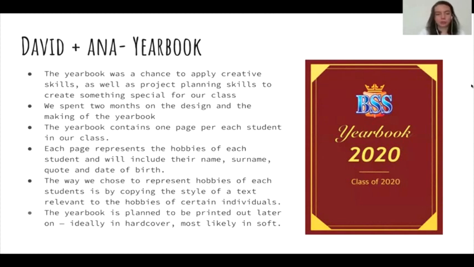Of course, David will show you an example of what a page would look like. And I think it was really nice to work with David because we had quite different ideas, but seeing how it turned out in the end was really nice.